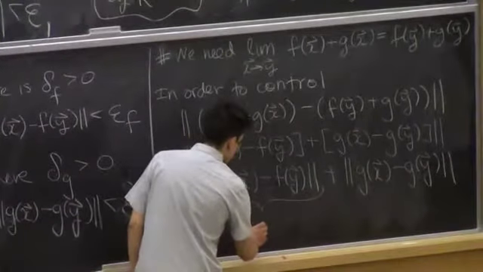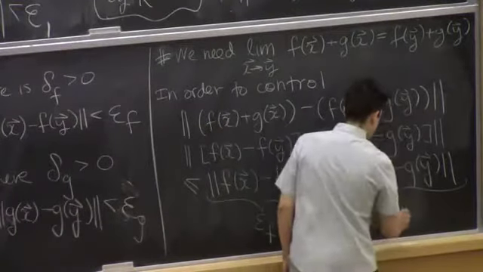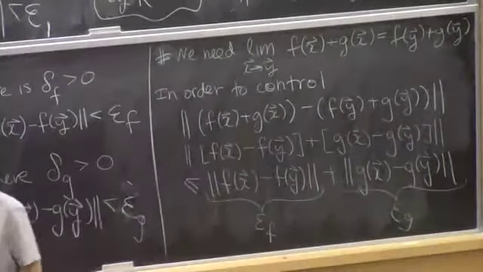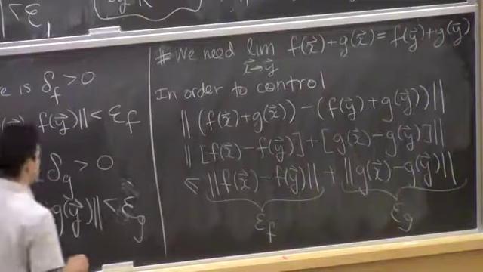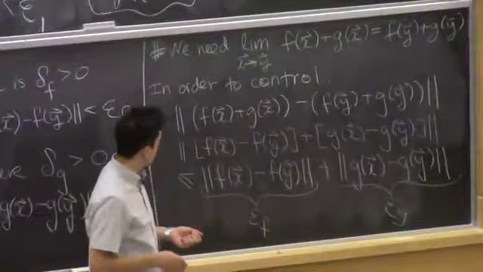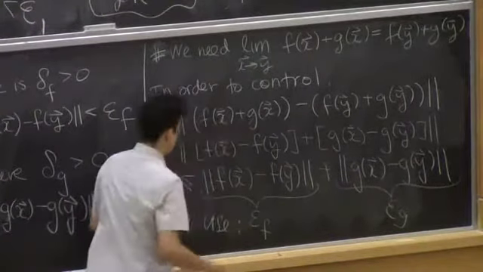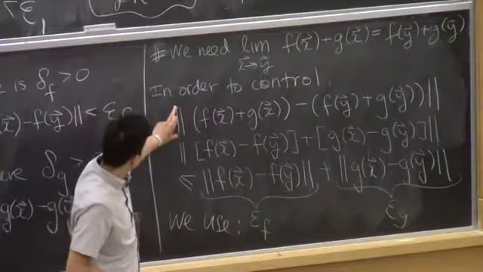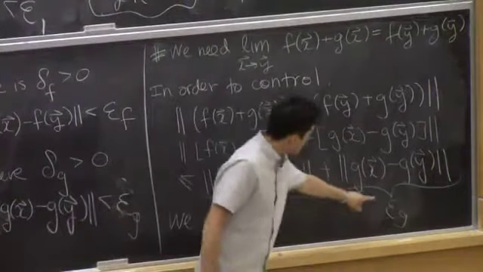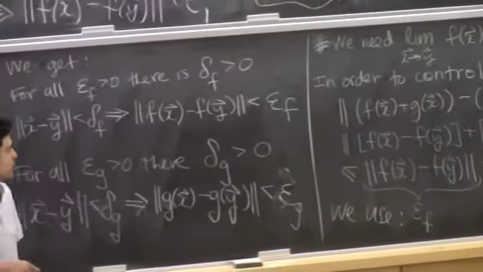This guy by epsilon f, and this guy by epsilon g. Okay, so in order to control the final statement for our limit, we use epsilon f for this part and epsilon g for this part. So now we have to make a setup that'll give us these properties.